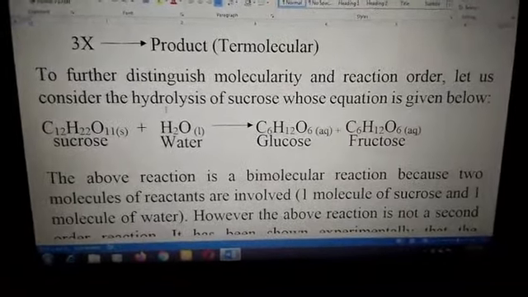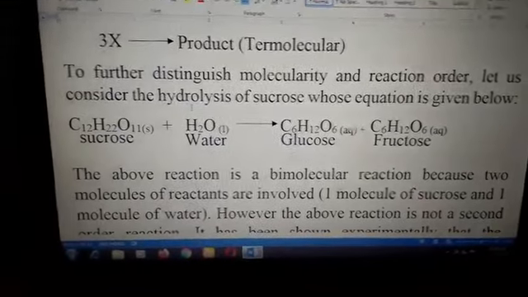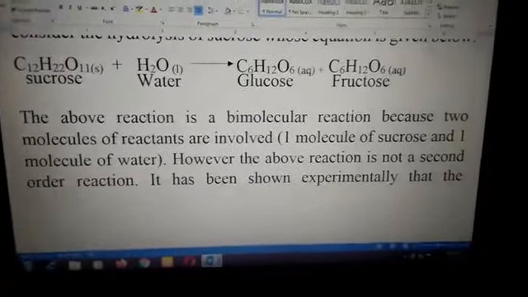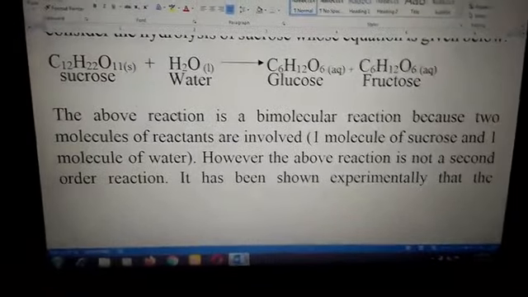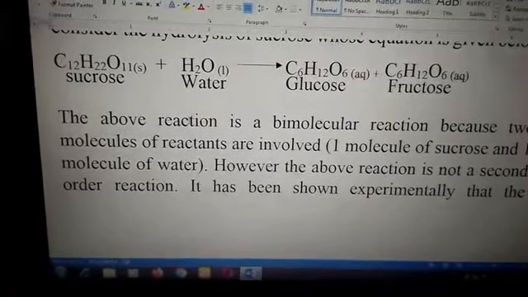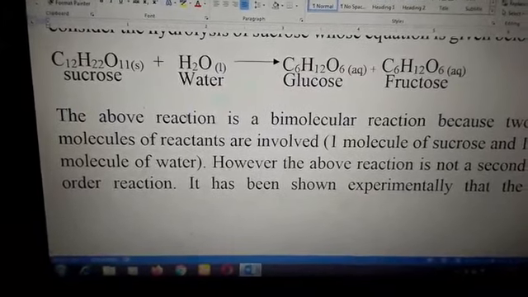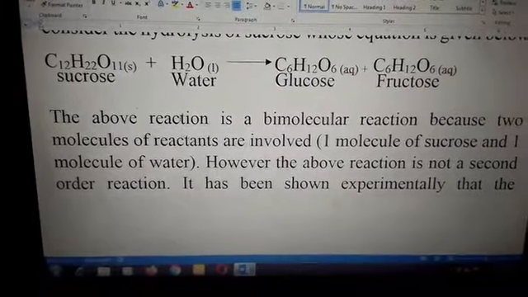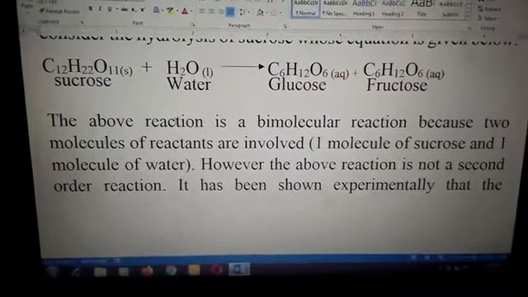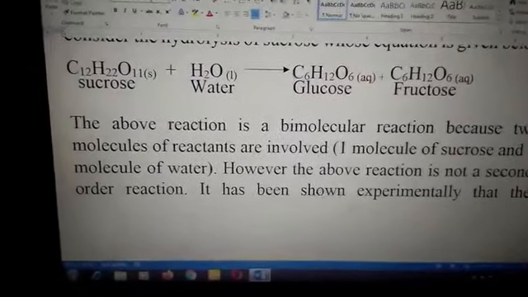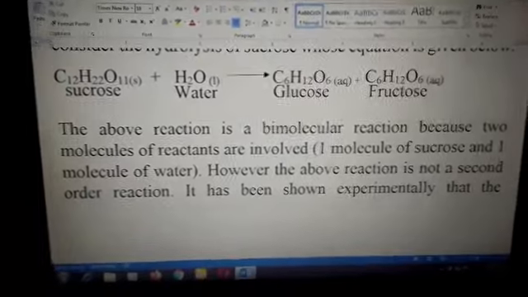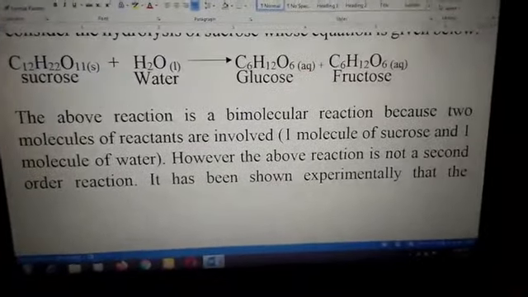Bracket opens, one molecule of sucrose and one molecule of water. However, the above reaction is not a second order reaction. So you don't expect that because two molecules are involved or two moles are involved, one of sucrose, one of water, that the reaction is second order. No. Order is not obtained from reaction stoichiometry. We can get molecularity by looking at the total number of reacting particles. However, the above reaction is not second order.